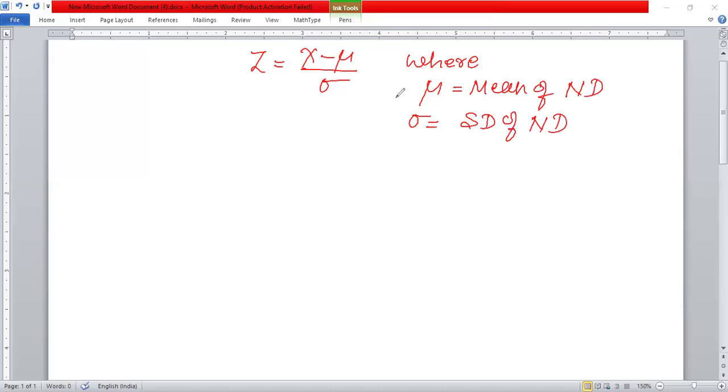Only this formula you have to remember. So definitely we'll get a 5 mark fixed question, and for section C, 5 marks, the second main, question number 32. I repeat, Z is equal to x minus mu by sigma, where mu is the mean of normal distribution and sigma is the standard deviation of normal distribution. Sometimes they give sigma square, but we need the standard deviation. Sigma square is nothing but the variance. So this formula you always have to remember.